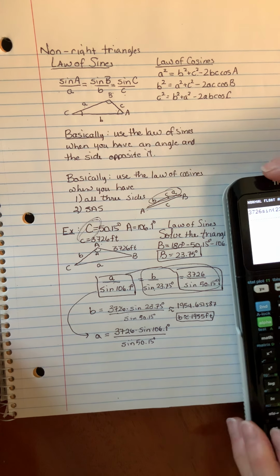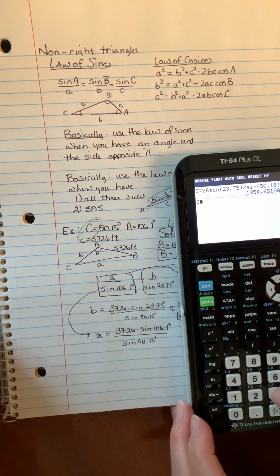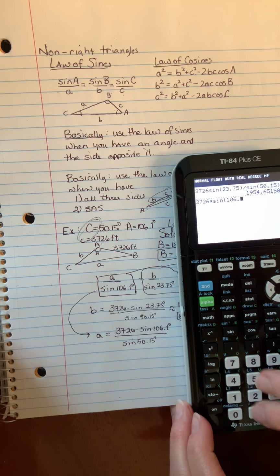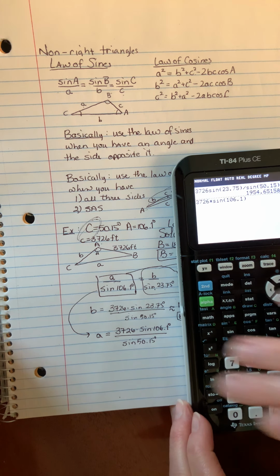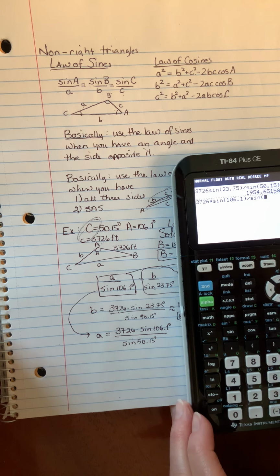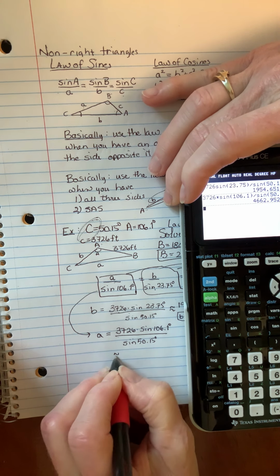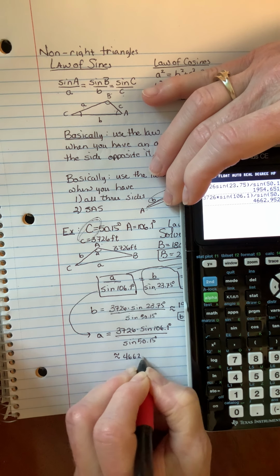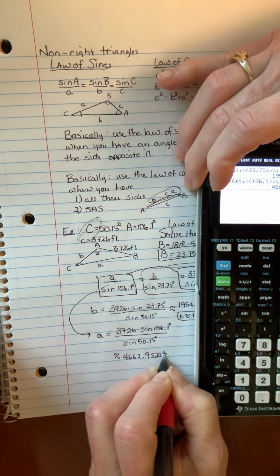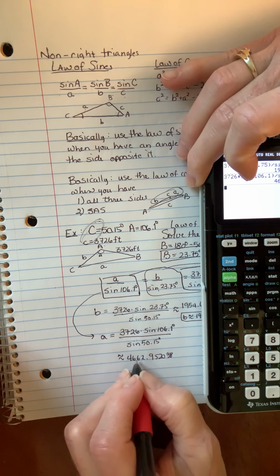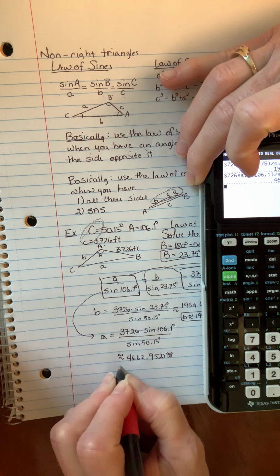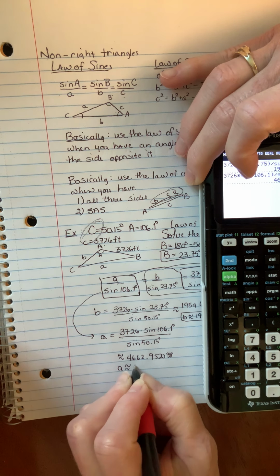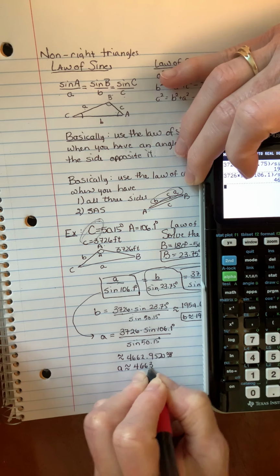Now the last answer we've got to have for A, so let me take 37.26 multiplied by the sine of 106.1 and then divide by the sine of 50.15, hit enter. So this is approximately 4662.952038. Again, we're going to use 4 significant digits. So I'm going to say A is approximately 4663 feet.